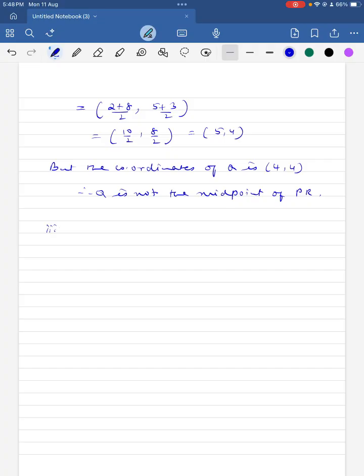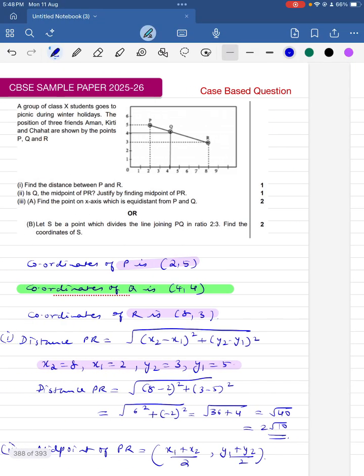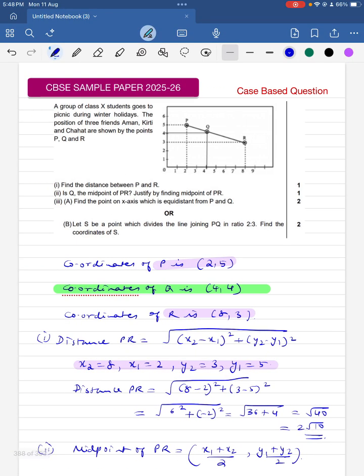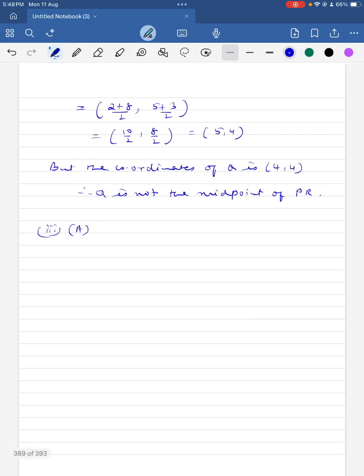Okay, let's do the third question, A part. Let's look at the question. Find the point on the x-axis which is equidistant from P and Q. So they're asking you to find a point on the x-axis. Let me take that point as A, x, 0. And P we know is 2, 5 and Q we know is 4, 4. And we want to find the coordinates of point A.